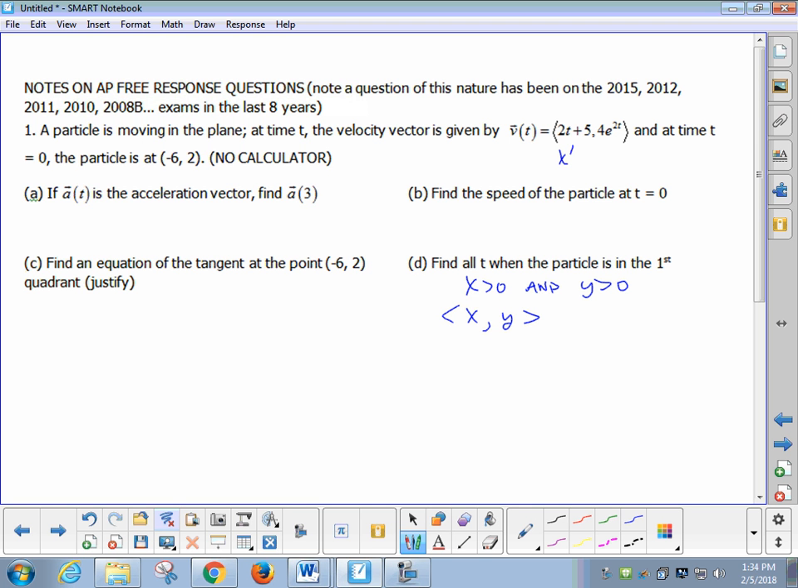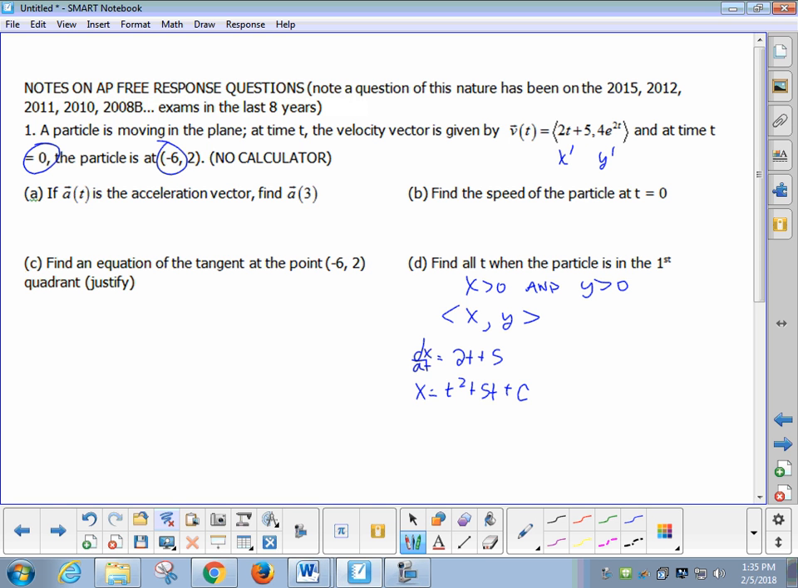The velocity vector gives x prime and y prime. So to get x and y, I'm going to have to integrate. If dx/dt, or x prime if you like, is 2t plus 5, then x is t squared plus 5t plus a constant. And they tell you that at time 0, x is negative 6.